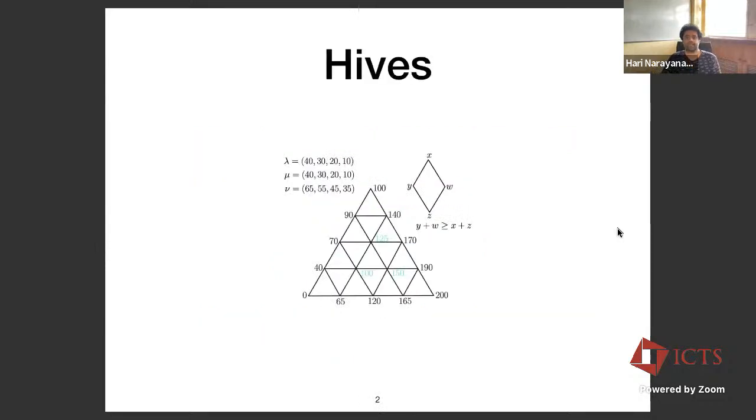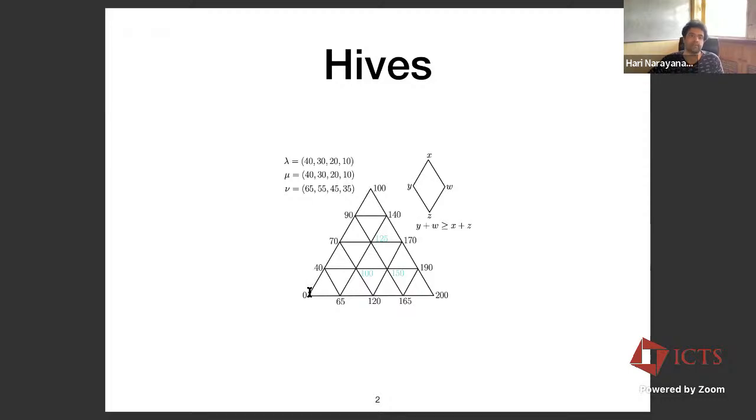So I'll start with describing what a hive is. A hive is a triangular array of numbers in which the boundary values are written on the lattice points in such a way that their piecewise linear extension forms a concave function. So here, for example, we have written 0, 40, 70, 90, and 100. And if you look at the piecewise linear extension, you would get a concave function on this line.